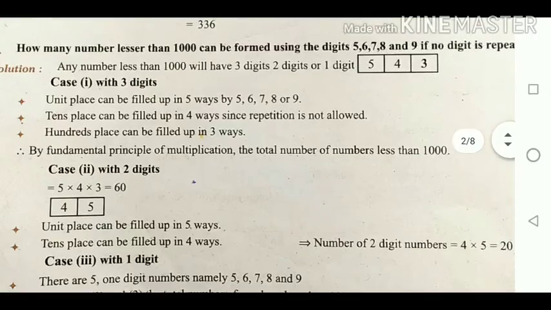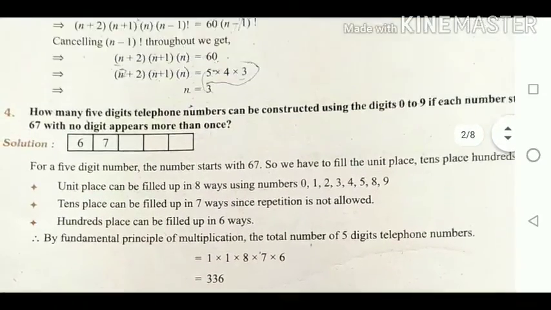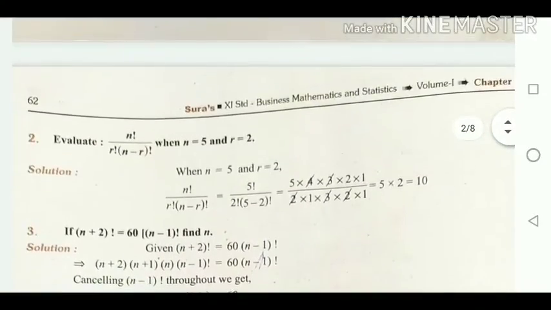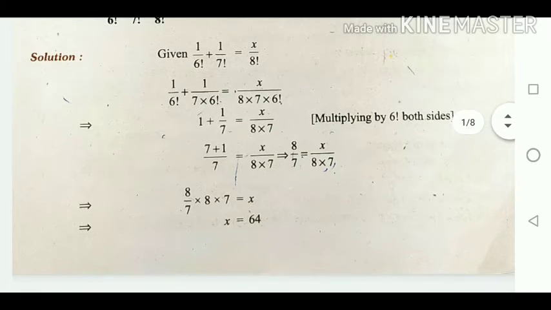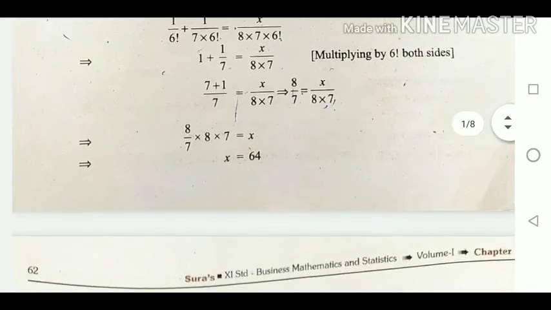This is about exercise 2.2. In 2.2 there are 5 sums. The first sum is to find x if 1 by 6 factorial plus 1 by 7 factorial equals x by 8 factorial. First we have to reduce in terms of the smallest factorial, then cancel that factorial by multiplying. After that, taking the LCM, we find the value of x.